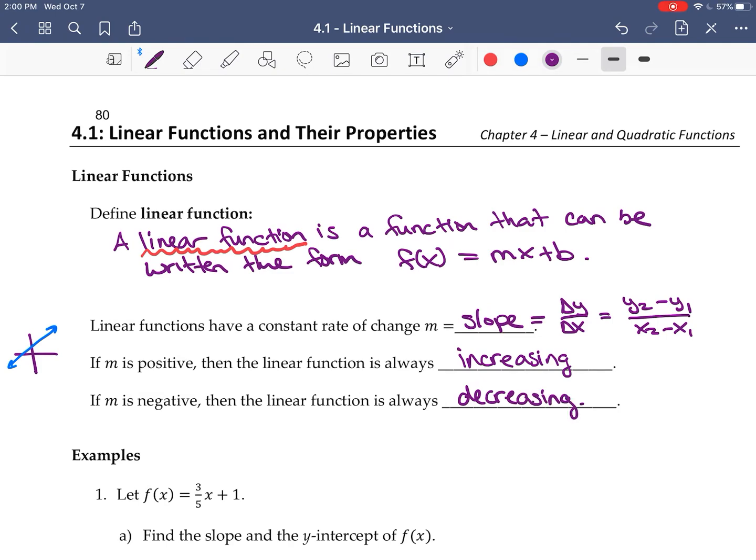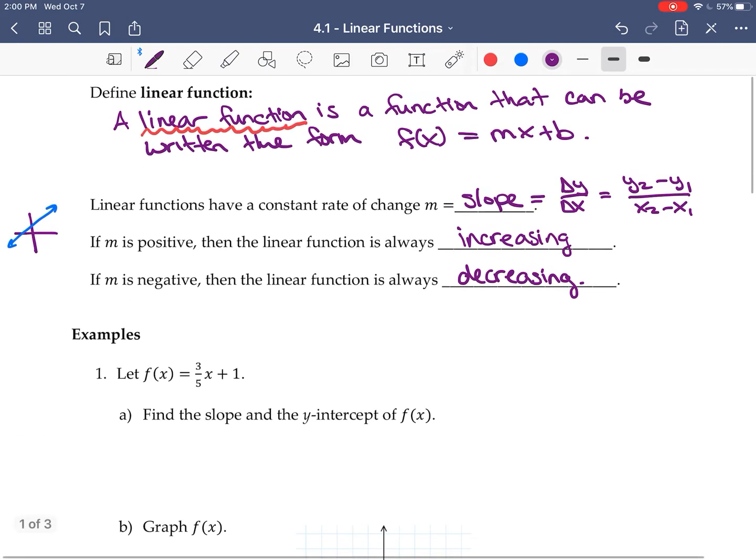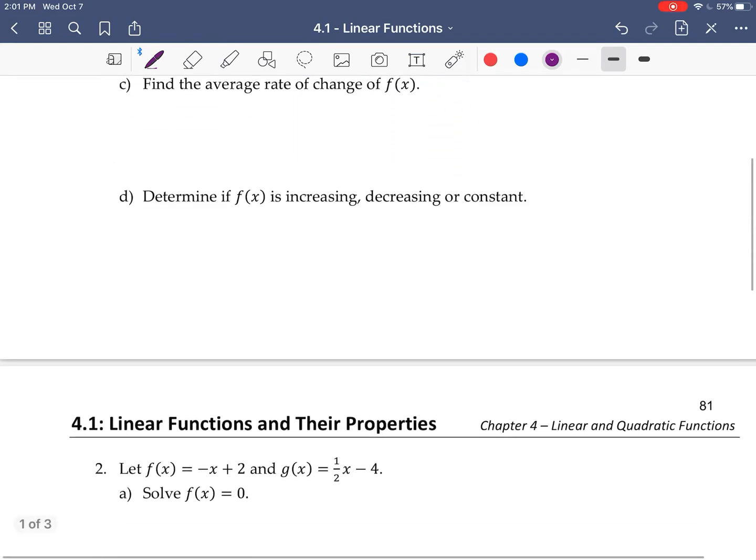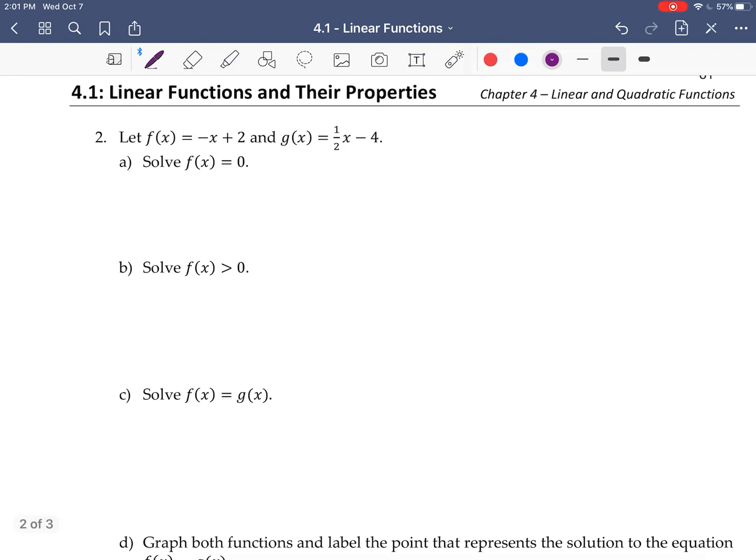So these are things that we've seen before, but now we're talking about them as functions instead of just linear equations. I'm going to skip the first example and go right to the second one. I would encourage you to try this first example on your own and make sure you're comfortable with linear equations as linear functions. So let's get right into example 2 here.